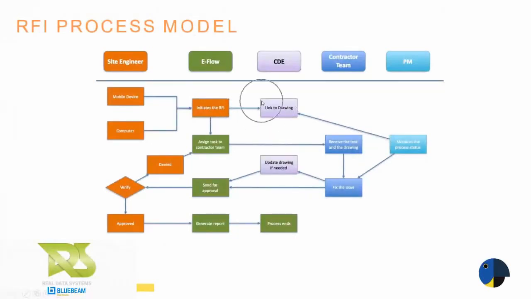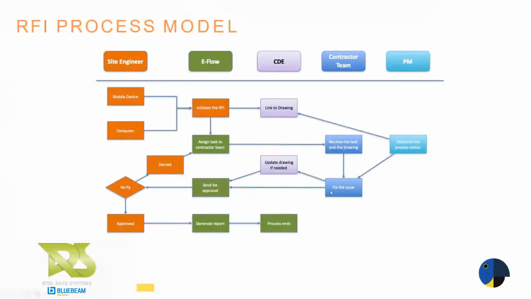In our case, we're going to link a live drawing or a drawing to the actual RFI, where we're going to assign the tasks to specific team members or people. And they will then have the ability to respond to the actual question that is being asked for the specific RFI, or the request for information that's coming through. Then we can approve or decline the answer that has been sent through to us.